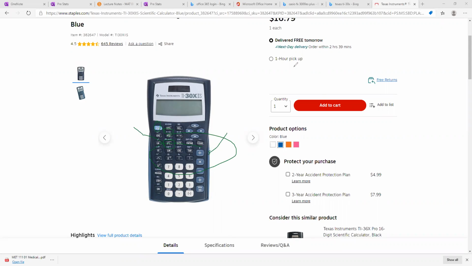So you can see Target sells it. It looks like for $16.79. Again, the bookstore has it for like 22. I think Walmart sells it for like 18. So both of these calculators are less than 20 bucks. They're ones I know how to use really well, so I can help you. If you have another kind, don't go buy a new one. My best advice on calculators: just make sure you know how to use it.